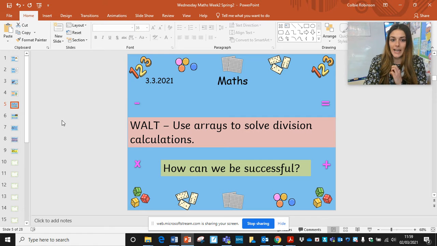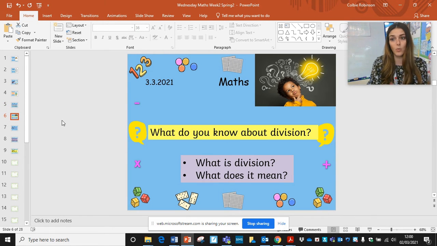So what we are learning to do today is to use arrays to solve division calculations. So how can we be successful? Arrays are a written way of representing when we use multiplication and division. And hopefully you have a bit more understanding of what division is, so that equals sharing. And calculation is just like the number sentence. So knowing what to do, what numbers you need, and what to do with those numbers. It's a bit clearer when I show you as we work through the slides together.